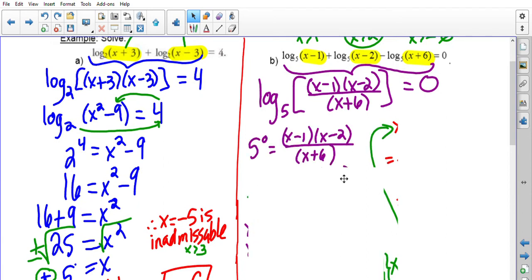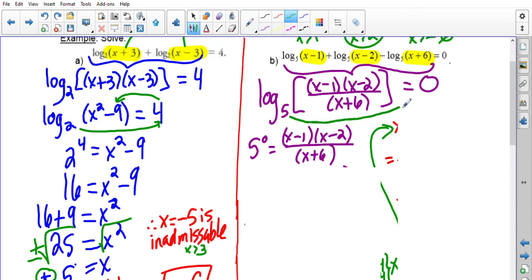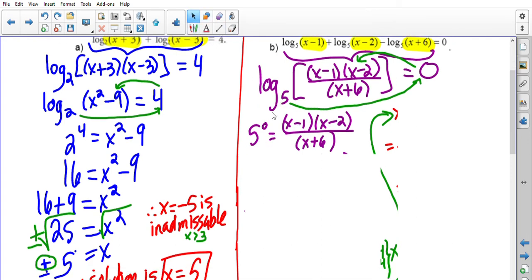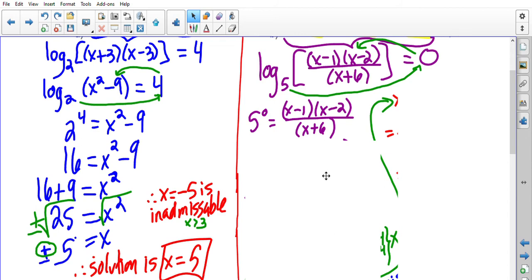Alright, so in this case here, you can distribute the top part now, if you'd like, or you can go to the exponential form right away. It doesn't matter, you're going to get to the same place either way. So we're going to do 5 to the 0 is equal to the argument. So 5 to the 0 equals here. 5 to the 0 is equal to 1.